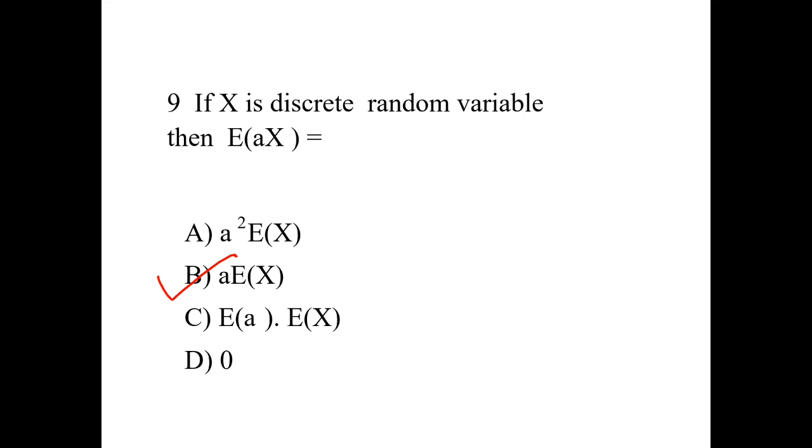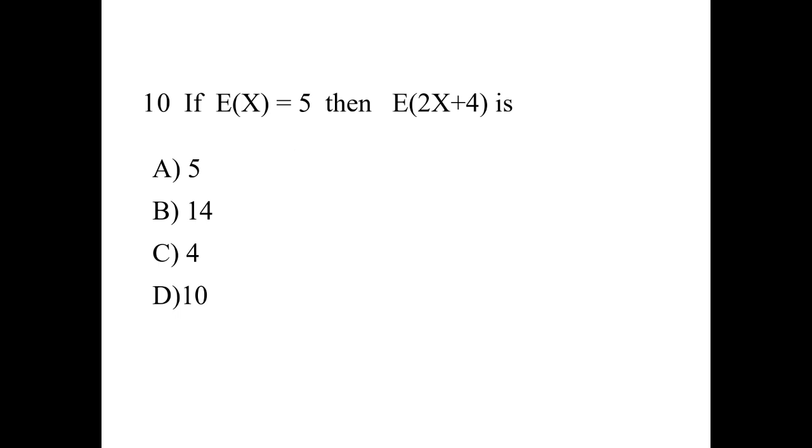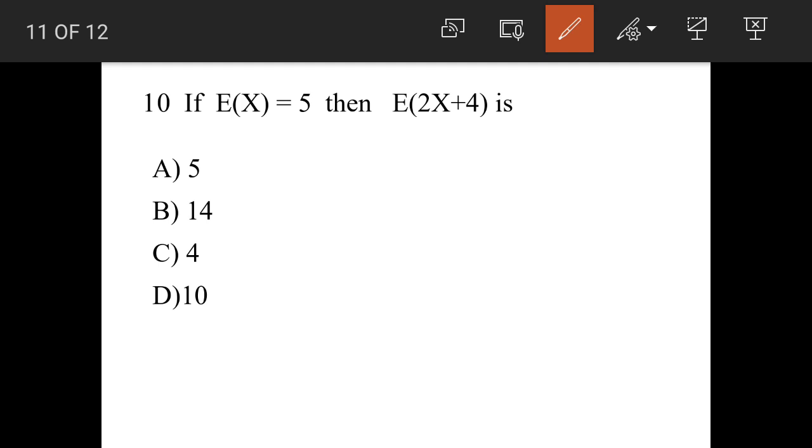Now, next MCQ is: if expectation of X is equal to 5, then expectation of 2X plus 4 is: option A is 5, option B is 14, option C is 4, option D is 10. Now we know that expectation of 2X plus 4 is equal to 2 into expectation of X plus 4. By putting the value of expectation of X, we have the value 14. Therefore, option B is the correct option, that is 14.